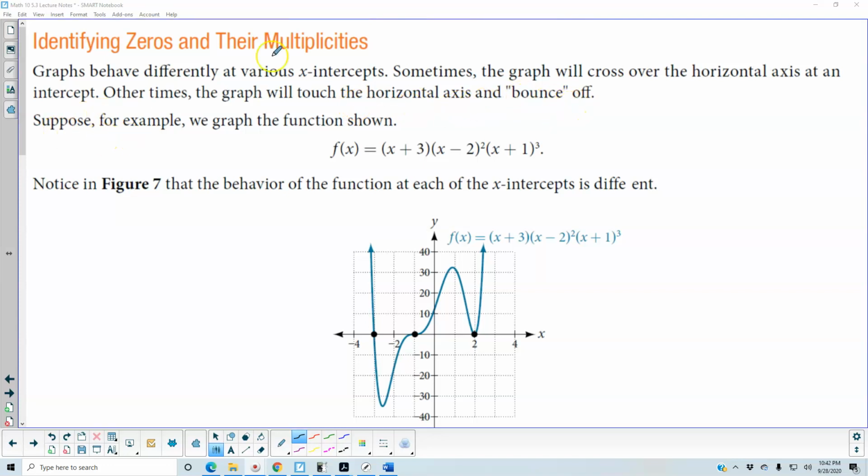So suppose, for example, we graph the function shown, f of x, which is equal to x plus 3 times x minus 2 squared times x plus 1 cubed. Now notice in Figure 7 that the behavior of the function at each of the x-intercepts is different.